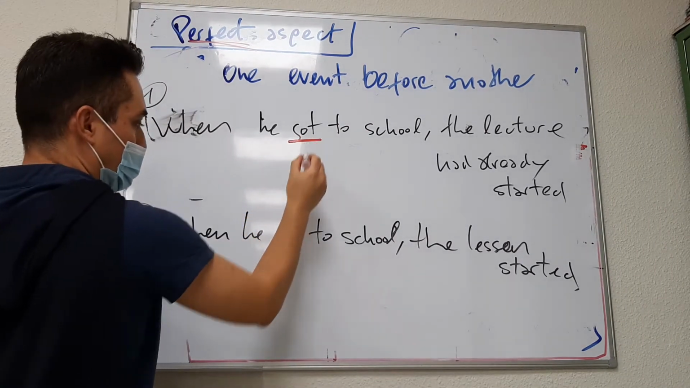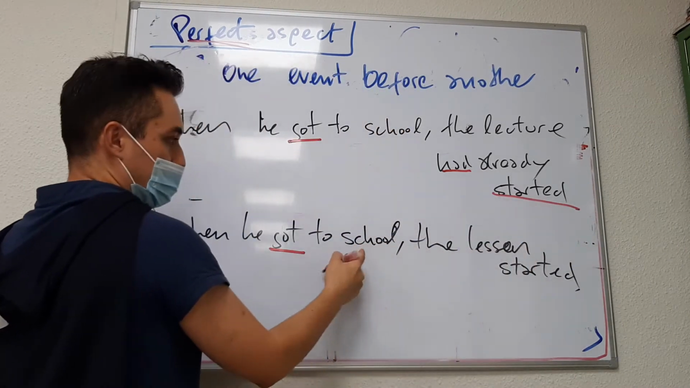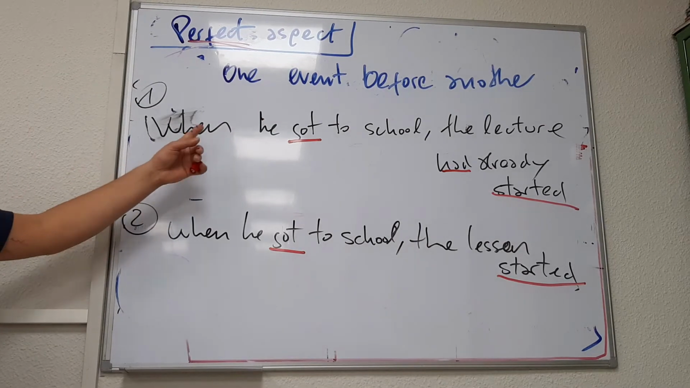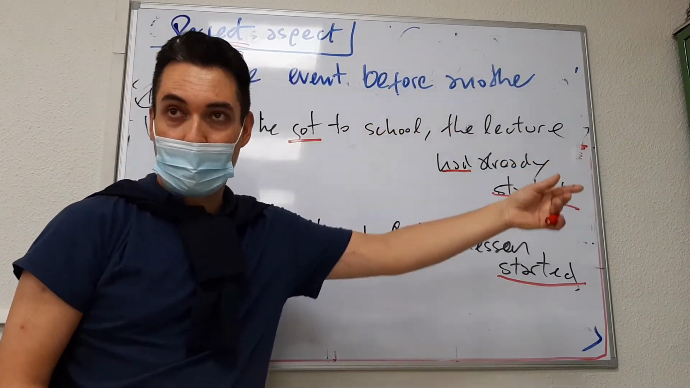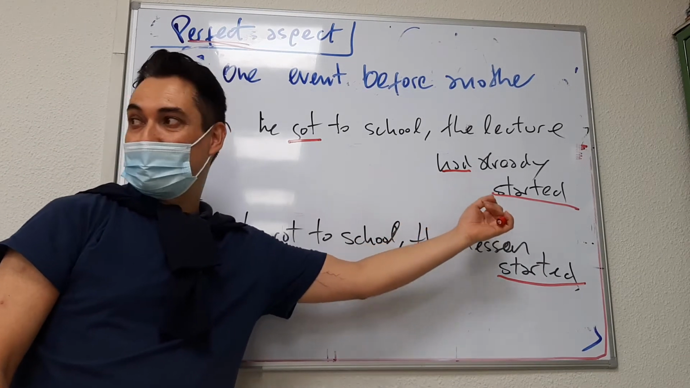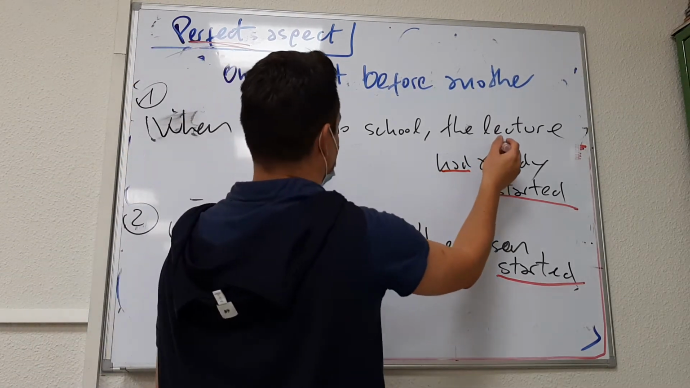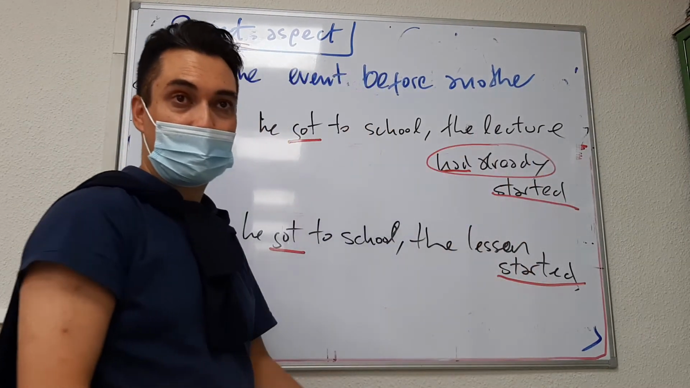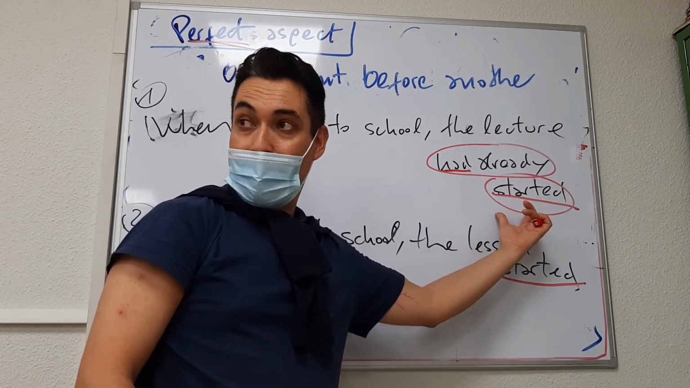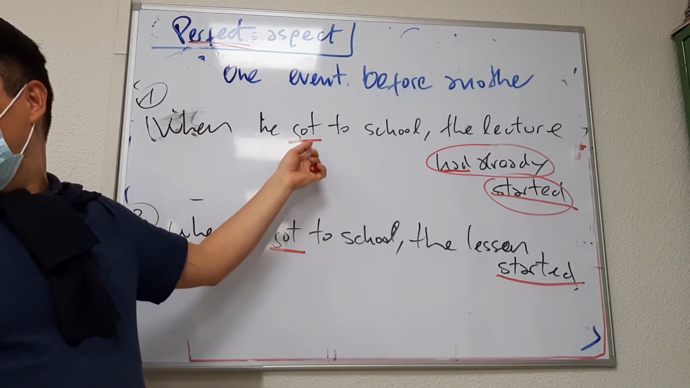When he got to school, got, the same. The lecture had started, the lecture started. What is the difference? In the first example is one event before another event. What happened first here? First, the lesson started, and then he got to school. So by using the perfect tense here, in this case the past perfect, yeah, had started, I'm placing this action more into the past, farther away into the past than this one, which is already in the past, yeah?